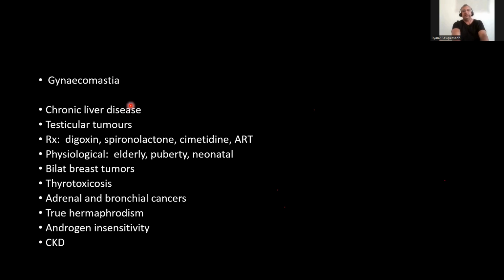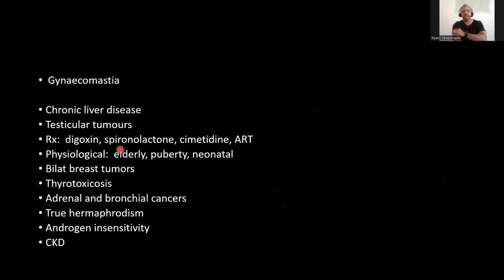So chronic liver disease, the same reason you have palmar erythema, the same reason you have testicular atrophy, the same reason you have axillary alopecia, the same reason you have gynecomastia. Too much estrogen, too little testo, and then you have these manifestations. But remember, other causes can be testicular tumors.